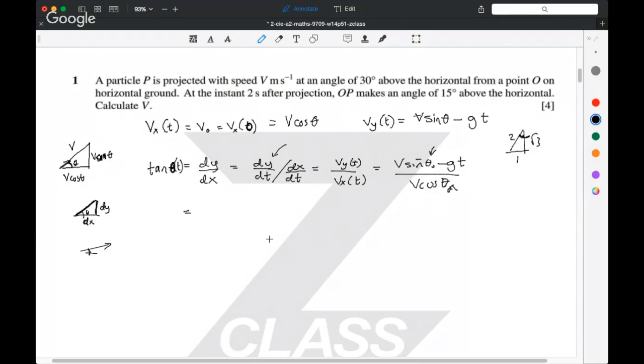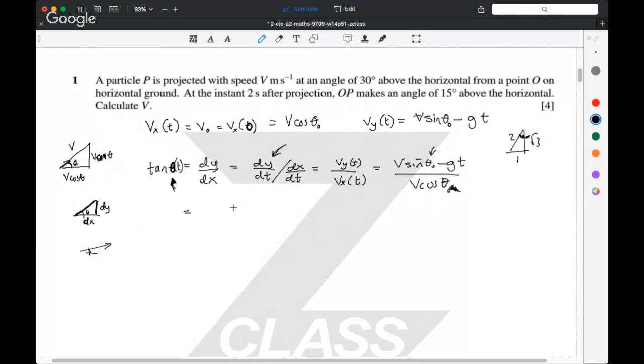So we get that at the instant 2 seconds after projection, we have an angle of 15 degrees above the horizontal. So the idea is that dy/dx, the thing on the top, changes. So this is true for all time. Sorry, I should have made that clear at the very beginning. But this theta is a function of time, and it's allowed to change, whereas the theta here was the theta naught, the 30 degrees.